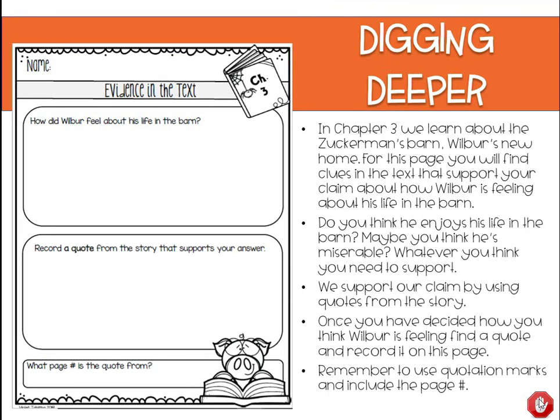We support our claim by using quotes from the story. Flip back through the chapter. See if you can find some quotes that support how Wilbur might be feeling. Once you have decided how you think Wilbur is feeling, find that quote and record it on this page. Remember, when we write quotes, we use quotation marks. And don't forget to include the page number. I hope you will take the next few minutes that you have to work through your interactive journal page. This should be a familiar page to you. You should cut it out, follow the directions, and glue it into your journal.